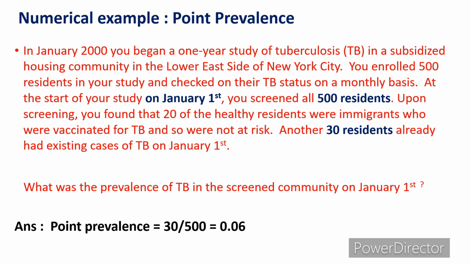So this is an example of a TB study where they screened around 500 residents. Upon screening, they found that 20 of the healthy residents were immigrants who are vaccinated for TB and so are not at risk. Another 30 residents already had existing cases of TB on Jan 1st. What was the prevalence of TB in the screened community on Jan 1st? Here they are asking exactly on Jan 1st. So the point prevalence is the number of existing cases, that is 30, which includes both old and new cases, divided by the total population 500, that is 0.06.